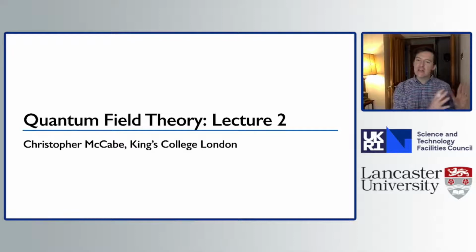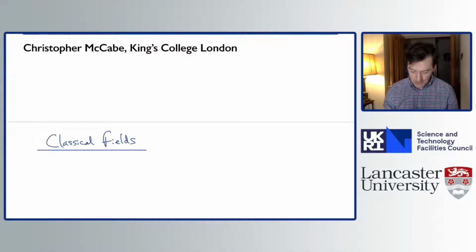So in the first lecture, we looked at classical physics, classical mechanics in particular, and we introduced the Lagrangian and Hamiltonian formalisms of classical mechanics. In this lecture, we're going to continue thinking about the classical world, but rather than thinking about mechanics, we're going to think about classical fields. So classical field theory is the topic of this second lecture.